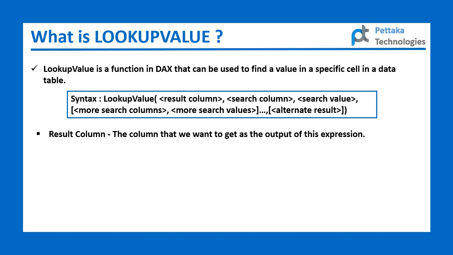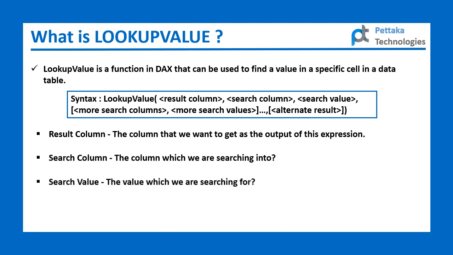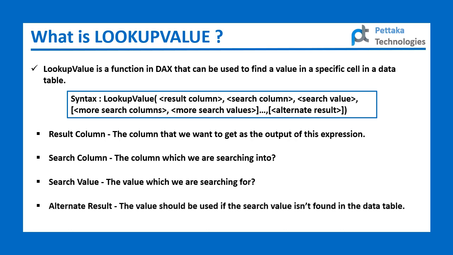First one is result column, the column that we want to get as the output of this expression. Second one is search column, the column which we are searching into. Third one is search value, the value which we are searching for. Fourth one is alternate result, the value that should be used if the value is not found in the data table.